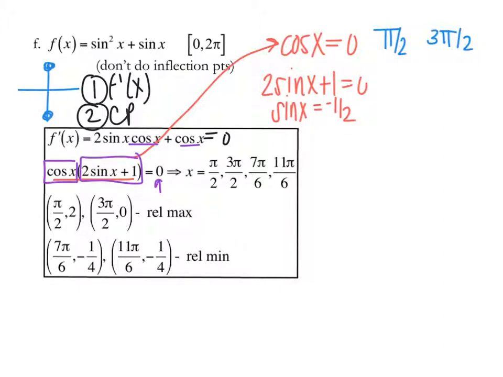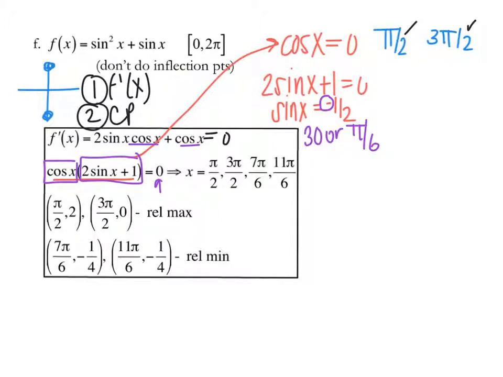So cosine of x equals 0. Cosine of x is 0 at pi over 2 and at 3 pi over 2. So there are those two values. And then 2 sine x plus 1 is 0. So I isolate to get that sine x is -1/2. Well, sine of x is 1/2 at 30 degrees, or at pi over 6. So where is it -1/2?